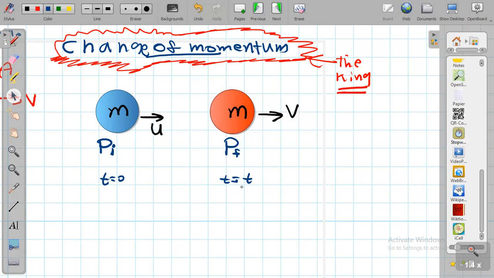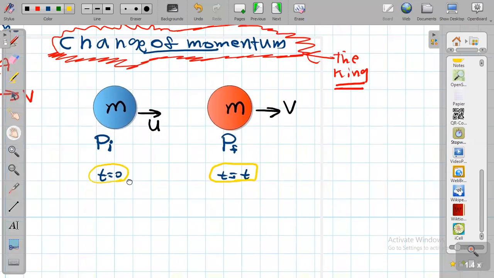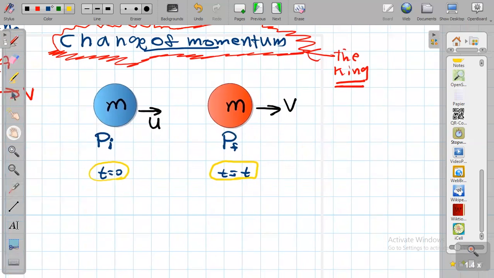But it takes some time of t here. At the beginning, time is zero. At the end, there is a time of t it has taken. Right. Let's see the change of momentum. What is the initial momentum that I can write? Pi equals mu. Pf equals mv. Right.